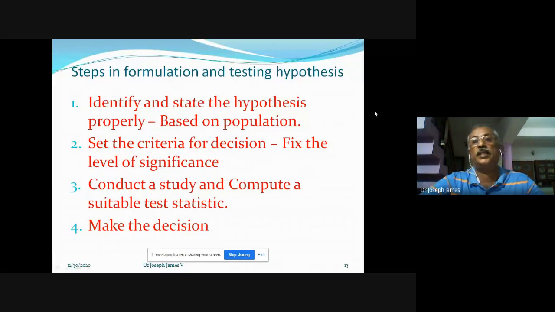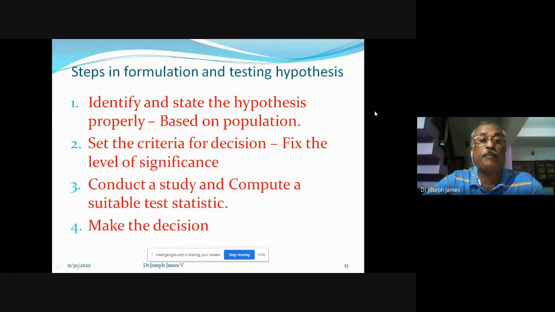Steps in formulation and testing hypothesis. The first step is to identify and state the hypothesis properly, based on the population. Hypothesis is always concerned with the population, not with the sample. It is a clear-cut, testable, verifiable statement regarding the population as a whole. And after testing and verification using a sample, we say whether this is correct or not.